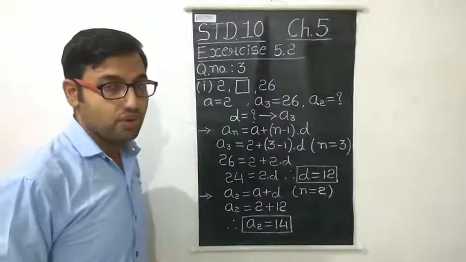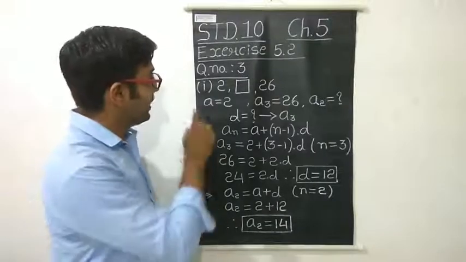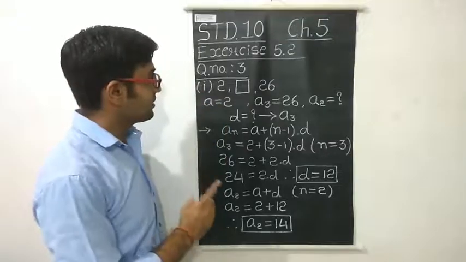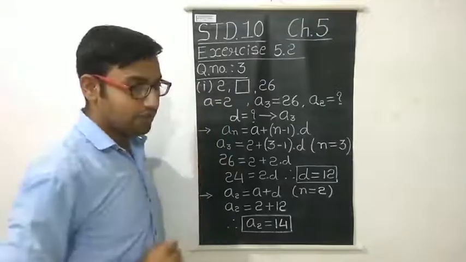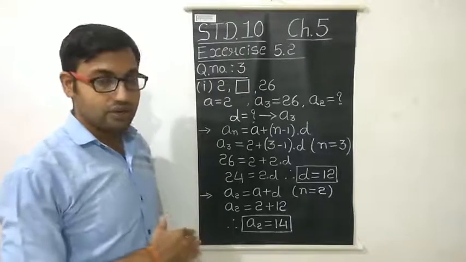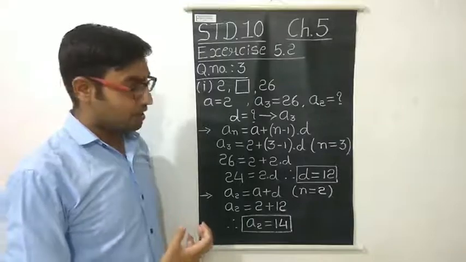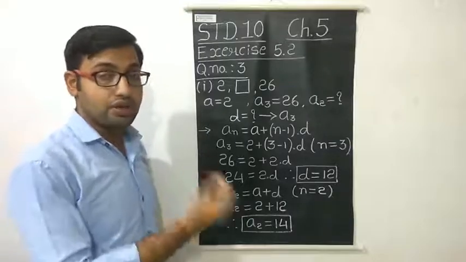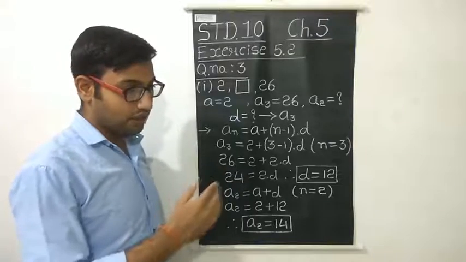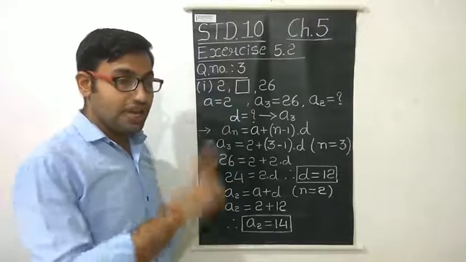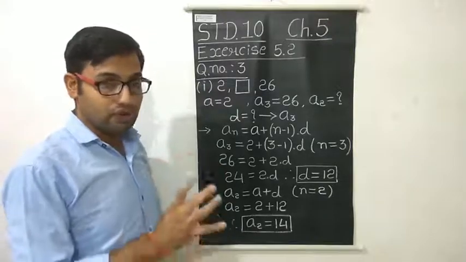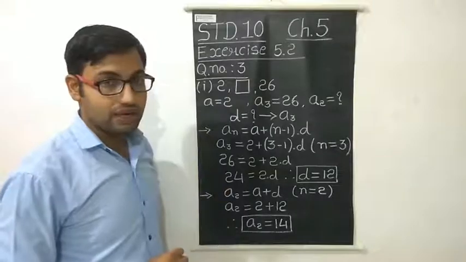Hello students, today we will study some of the exercise sums, that is, exercise 5.2. This is the exercise of standard 10, chapter number 5, arithmetic progressions. So till now we have studied how to find the value of the terms at any place. We now know the formula: an is equal to a plus n minus 1 into d. Using this formula we can find out the value of any term, right?